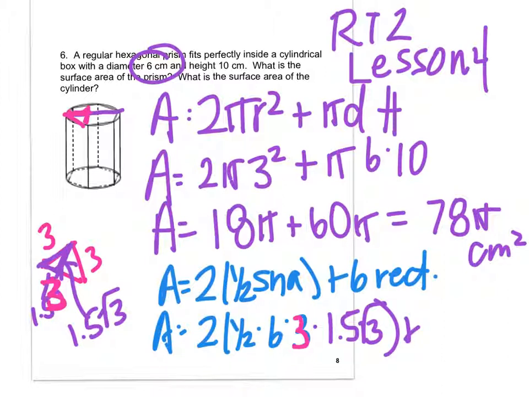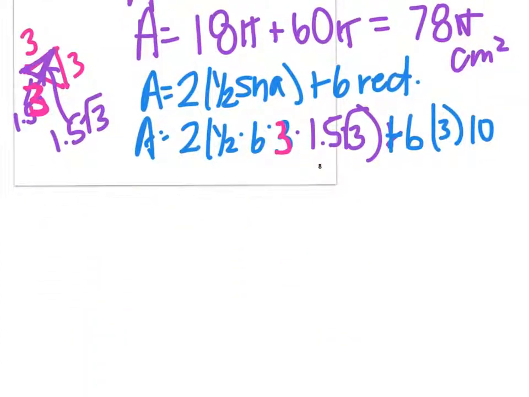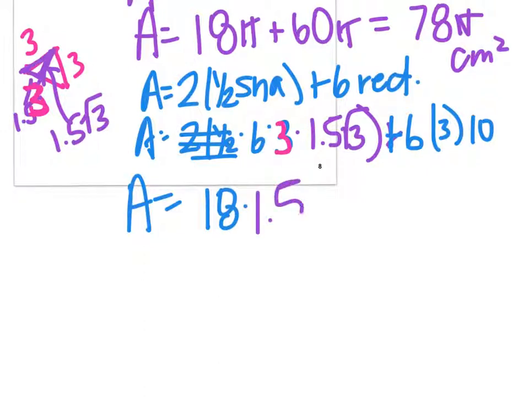There are 6 rectangles, each of which have a width of 3 and a height of 10. So, simplifying the first set of parentheses, I can see that these will become the number 1. I'll end up with 18, and I'll multiply that by 1.5, and then I'll tack the square root of 3 on the end.